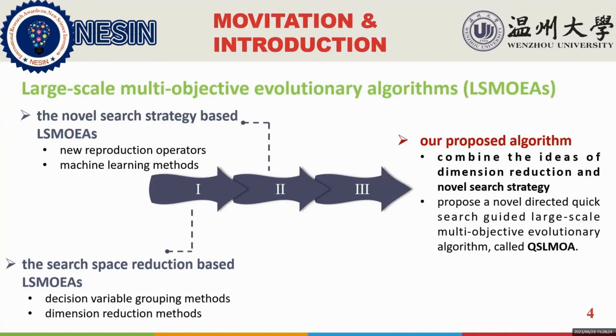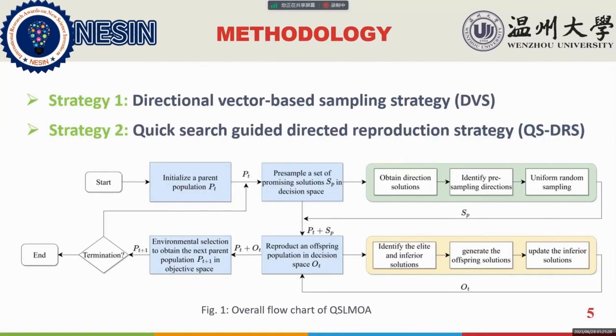Motivated by the above, we combine the ideas of dimension reduction and novel search strategy to propose a novel directed quick search guided large-scale multi-objective evolutionary algorithm called QSLMOA. The contribution of the algorithm is mainly in the following two parts. First, we propose a sampling strategy that identifies promising sampling directions in a large-scale decision space to reduce the dimension of the problem and accelerate the convergence. Furthermore, we introduce a quick search-based strategy for generating offspring, which leverages sampled solutions to facilitate efficient exploration in the decision space. This approach significantly improves the search capabilities of the algorithm and enhances the convergence rate of the population.